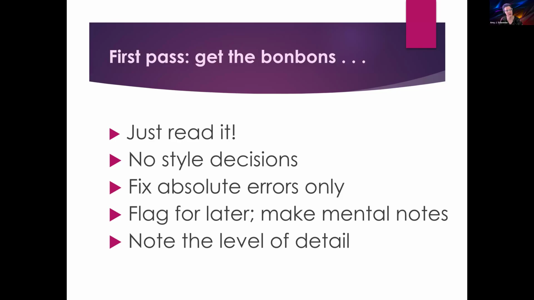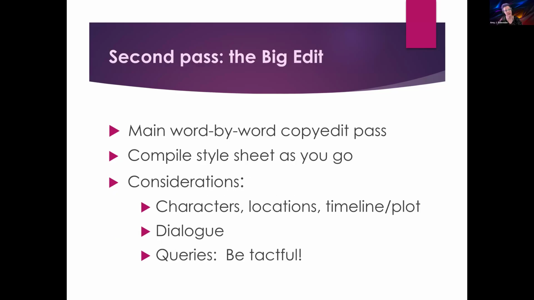During this first reading pass, you will also note the level of detail you're dealing with. Are there lots of proper names? Is there lots of extensive convoluted history or multiple timelines or really detailed descriptions of things? Or is it pretty bare bones? Because that will give you an idea of what level of detail you're going to need to put on your style sheet. So that brings us to the main pass, which is the pass where you very carefully read word for word, make your style choices, and build your style sheet.